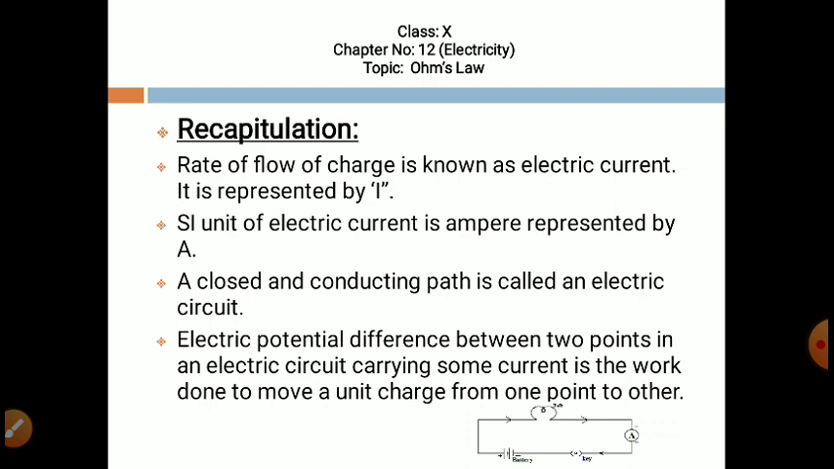The electric potential difference between 2 points in an electric circuit in which current is flowing is the work done to move a unit charge from somewhere to a point near another charge. Just like when you bring a magnet near another magnet there is attraction and repulsion, similarly charges are of two types, positive and negative. Positive charges repel each other, negative charges again repel each other, and positive and negative attract each other.